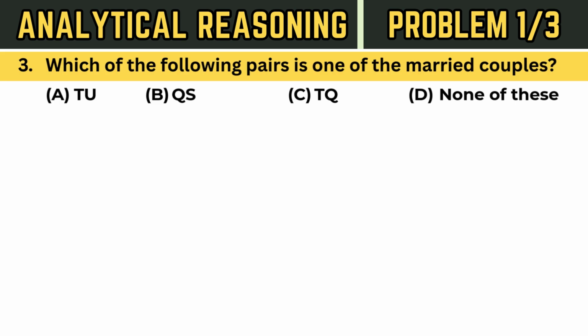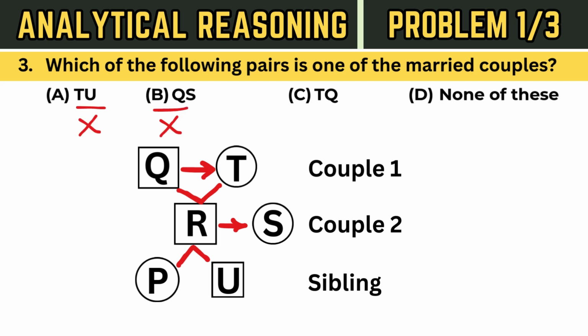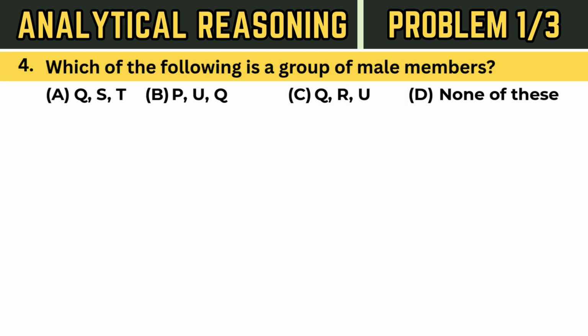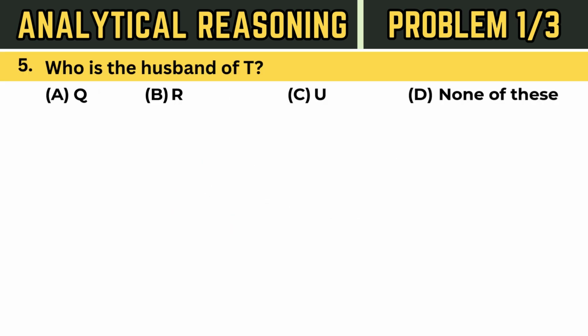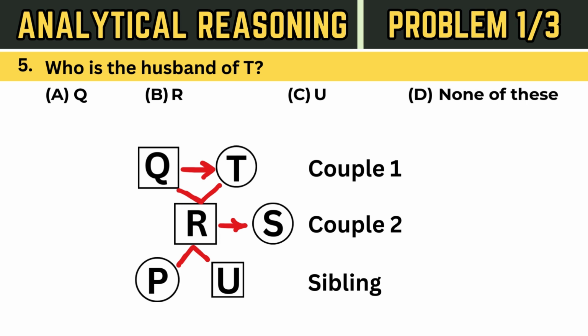Question 3 is, which of the following pairs is one of the married couples? In the family diagram, TU and QS are not couples, but TQ is a couple, so option C is the correct answer. Question 4 is asking, which of the following is a group of male members? Looking at the family diagram, we can easily identify that Q, R and U are male members, so option C is the answer. Who is the husband of T? This is question 5. Again, looking at the family diagram, we can identify that Q is husband of T, so option A is the answer. You can see, by moving logically, we have easily answered all the questions.